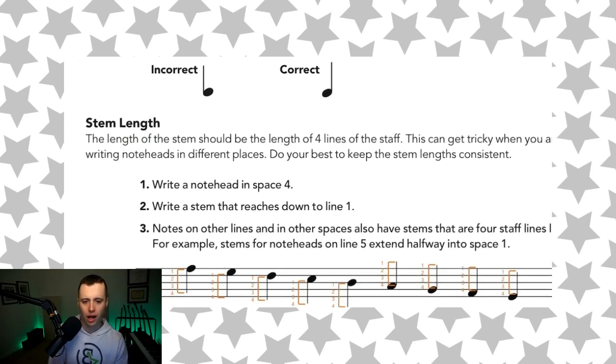Now let's talk about stem length. How long should a stem be? So a stem should be the length of 4 lines of the staff. This can get a little tricky when you're writing note heads in different places on the staff, but do your best to be consistent. Again, I'm not expecting you to be a music engraver. Just do your best to make sure your music is legible.